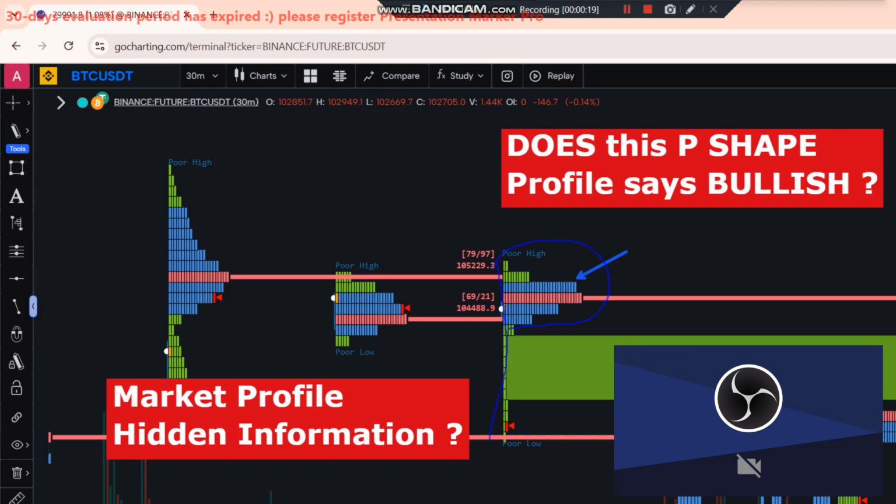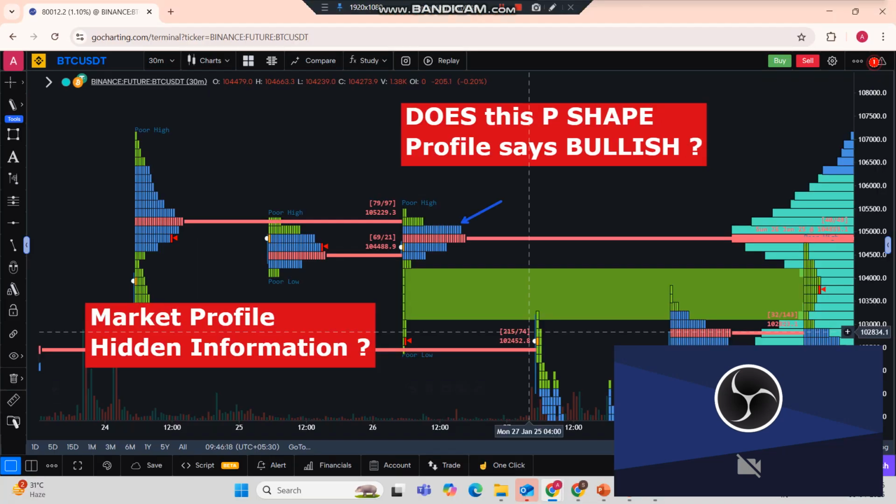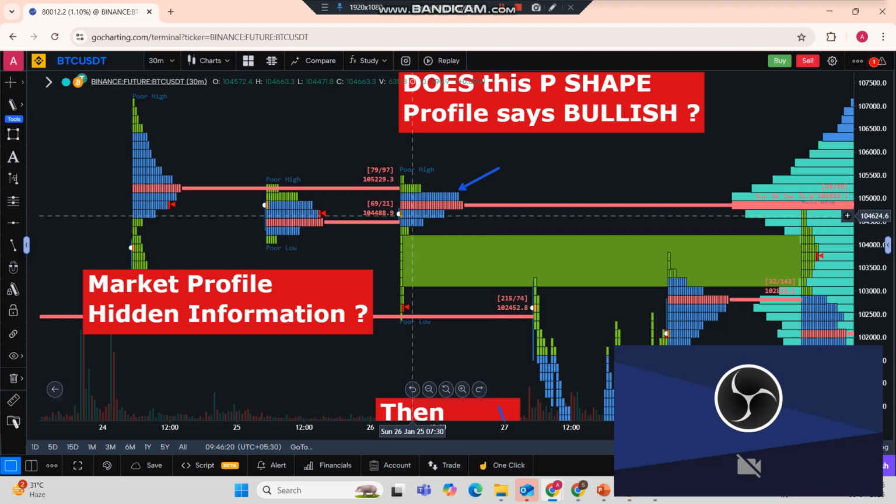Generally in the market, the general idea of a P-shape is that the market can take support and go higher. So this is the general perspective of the P-shaped profile. But what the profile says is very important, because it might just look like a P-shaped profile, but if you split it and see, there will be a lot of hidden information.